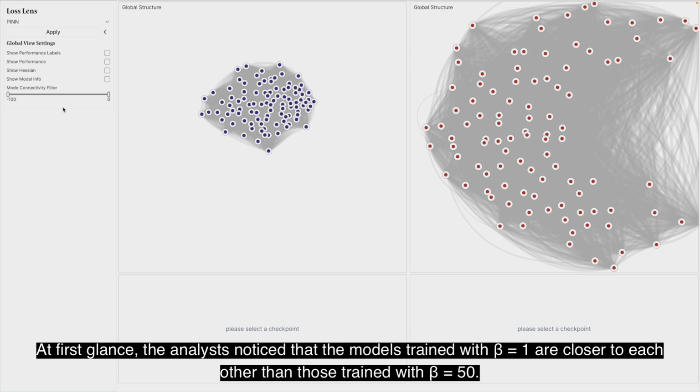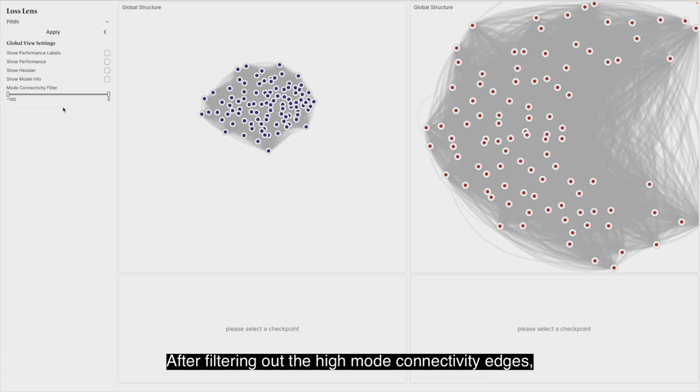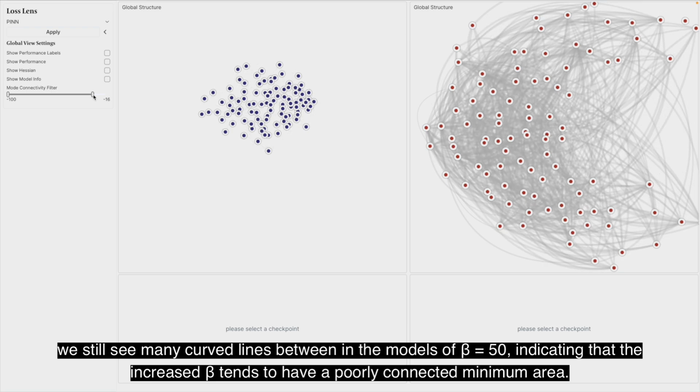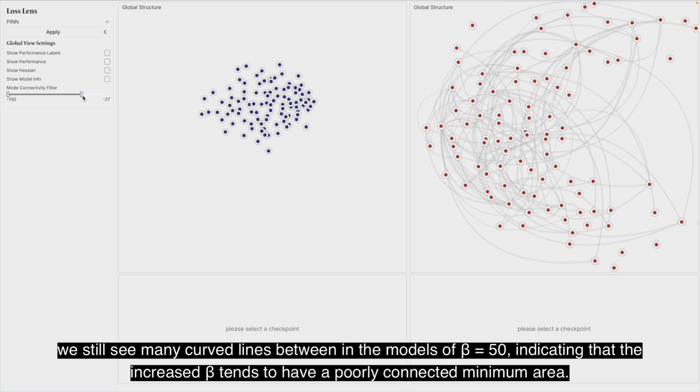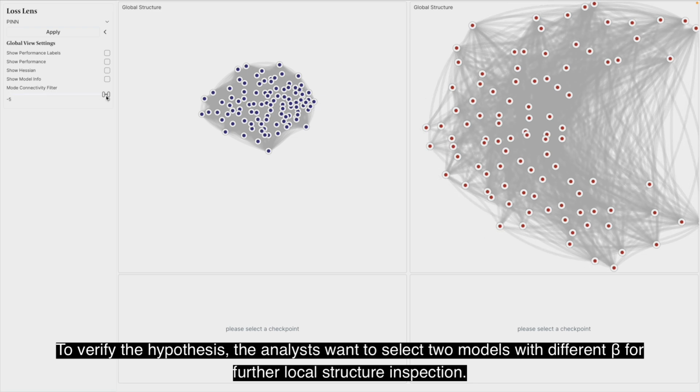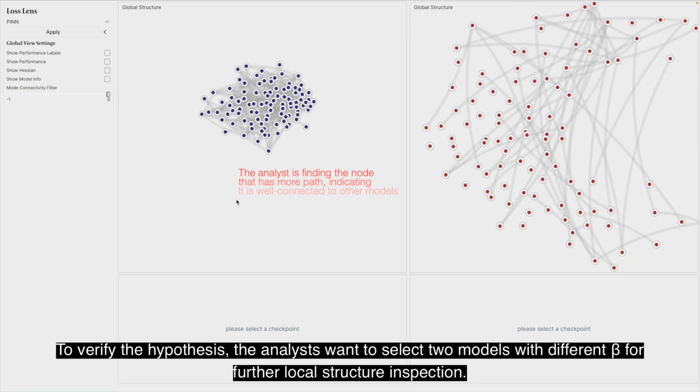At first glance, the analysts noticed that the models trained with beta equal to 1 are closer to each other than those trained with beta equal to 50. After filtering out high mode connectivity edges, we still see many curved lines connecting the models trained with beta equal to 50, indicating that the higher value of beta results in more poorly connected minima. To verify this hypothesis, the analysts select 2 models with different values of beta for further local structure inspection.